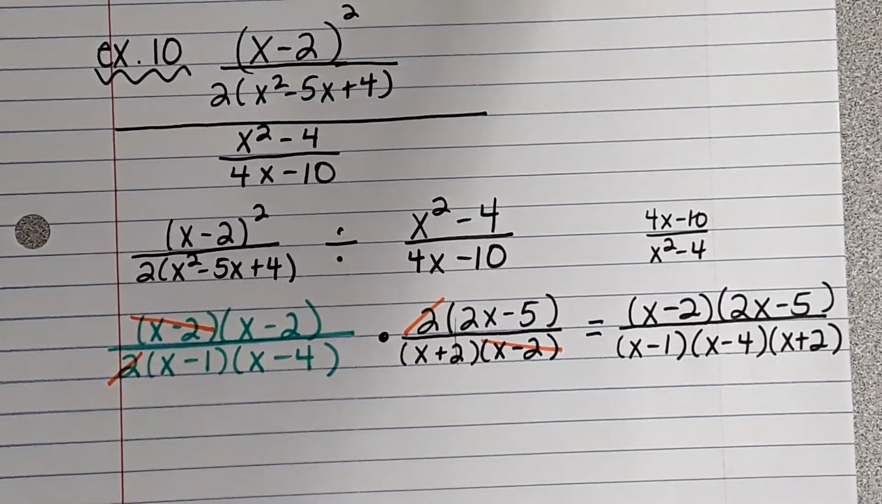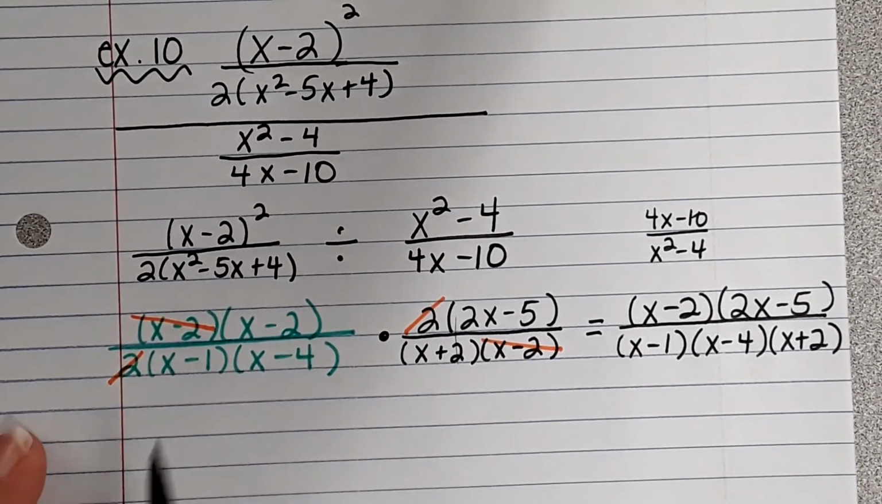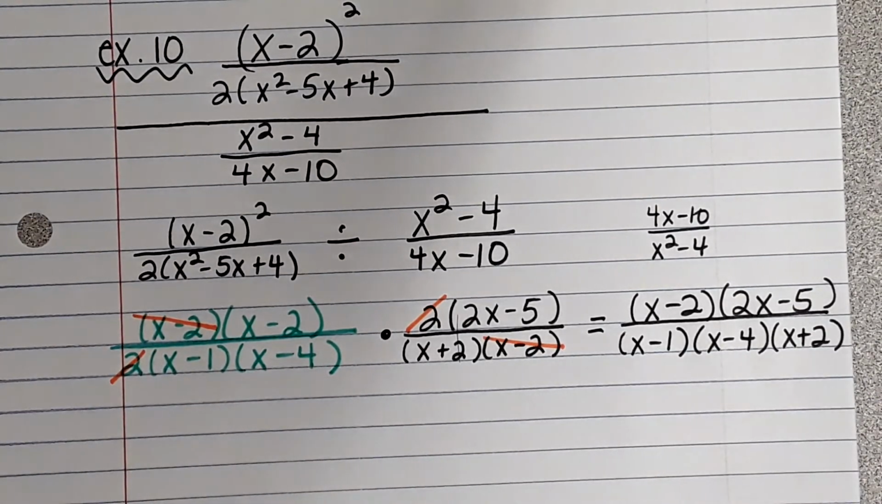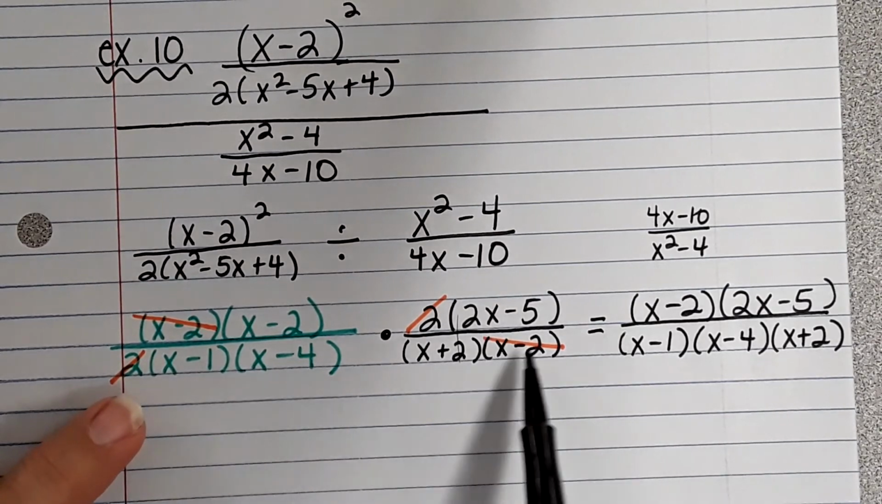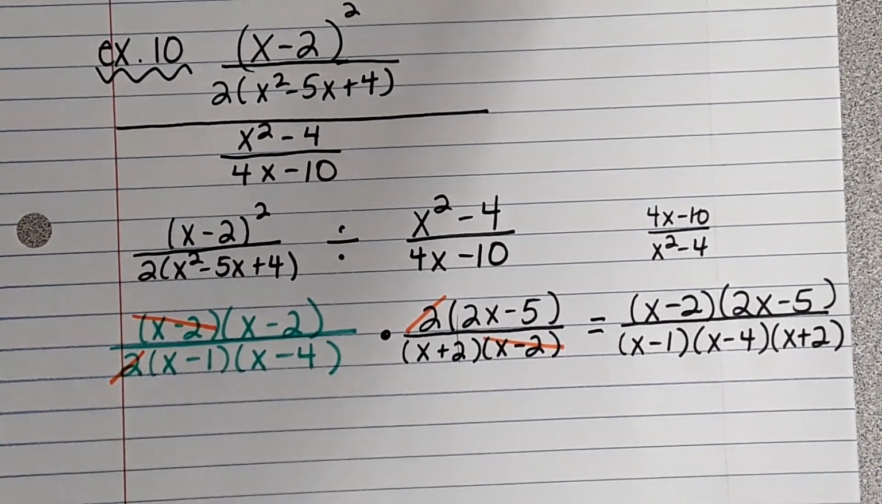If I asked you to do the restrictions, you guys, you would do the restrictions before you multiplied, before you did anything. So at this moment, right here, is when you would do the restrictions before you start crossing out everything.